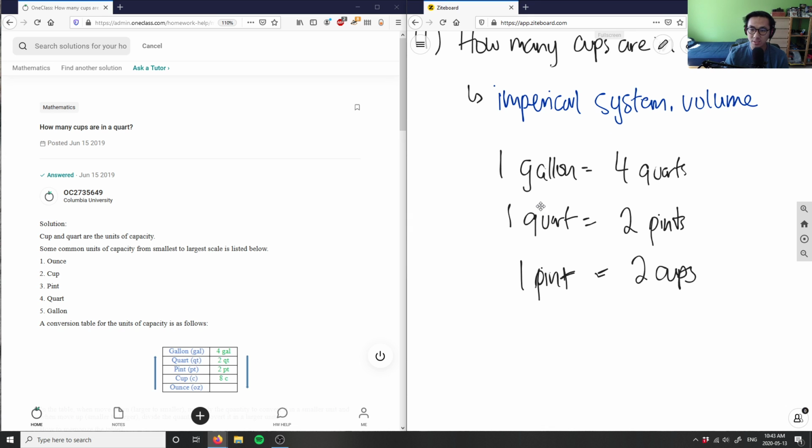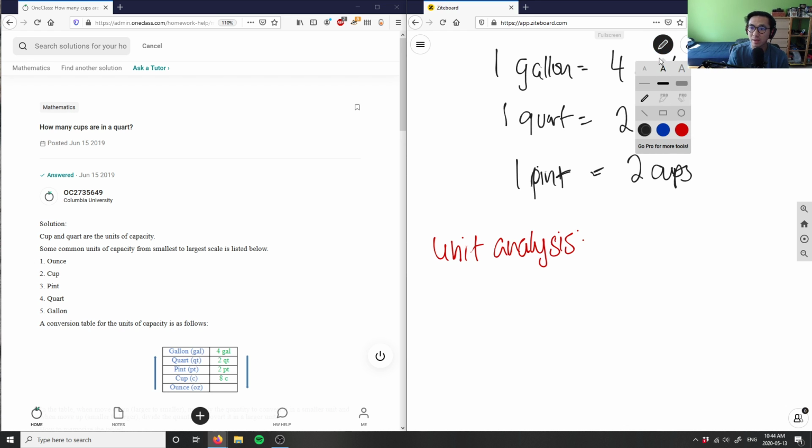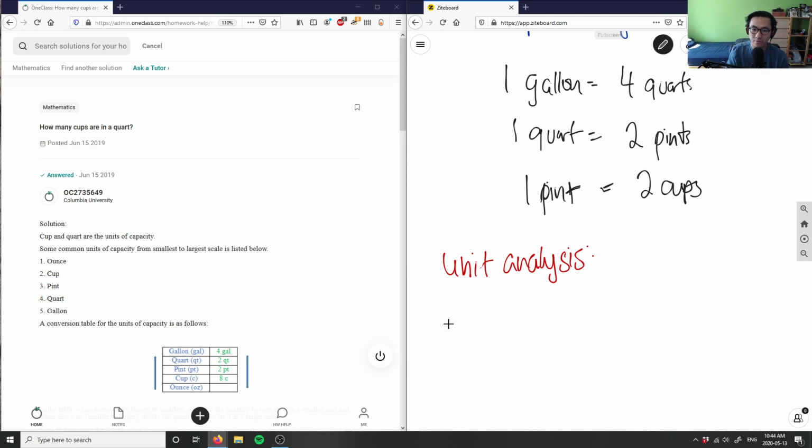So given all these, it's asking us how many cups are in a quart. Well, I have a quart here and a cup here, and they do not directly equal each other. So I need to use this concept of, again, unit analysis, right? So I'm going from one thing to another thing here. So how would I do that? Well, how many quarts do I have here? I only have 1 quart, right? So I'm going to say here, I have 1 quart. And I want to convert quarts into cups, right?